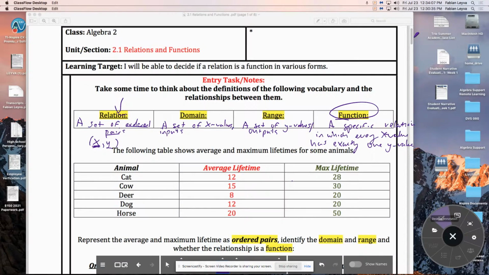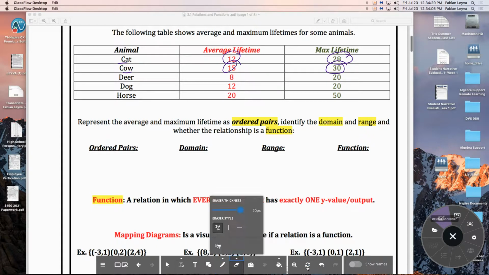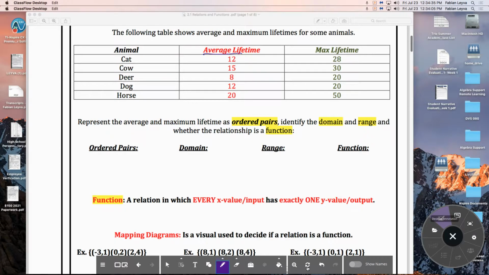You'll notice here that I gave you a table with a certain amount of information. The information is telling us the average and maximum lifetime for some animals. If we have a cat here, the average life is 12. The max that one's ever lived is 28. If we have a cow here, they live about an average of 15, and of course the max is 30. I'm not sure if this is actually true. I just pulled this information from a book, but the moral of the story is, you'll notice that we have two sets of numbers that are related to each other.